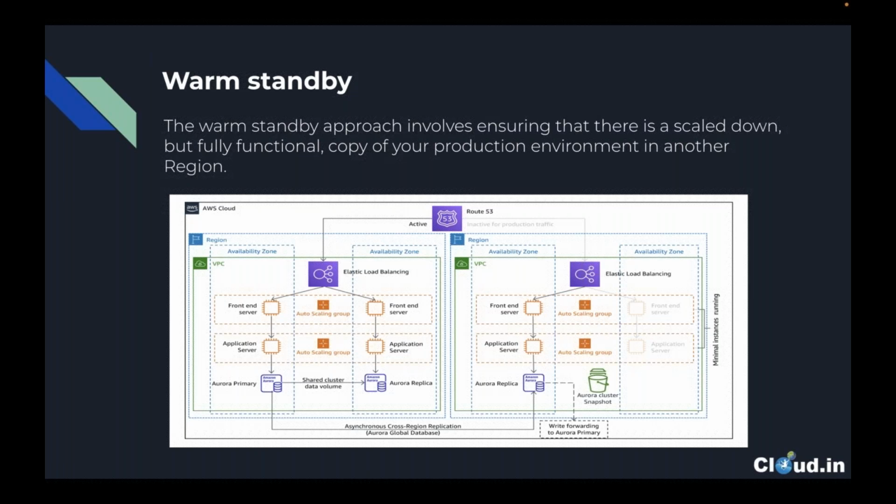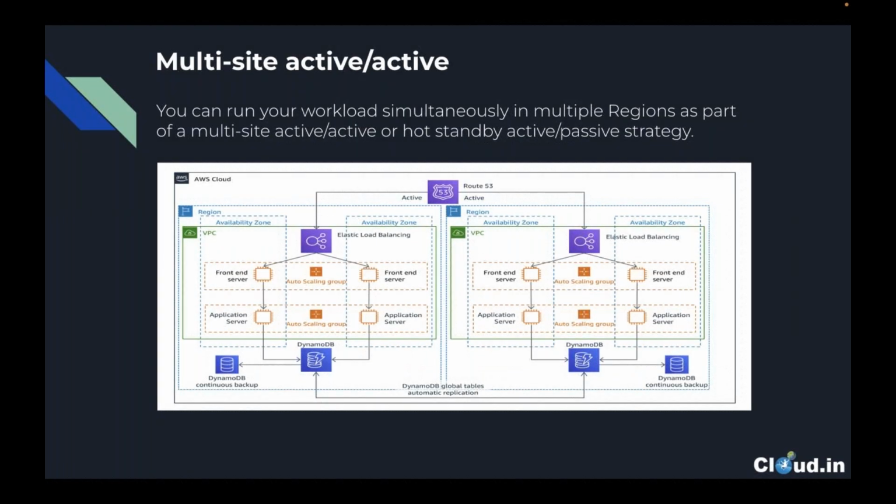AWS infra. So next we have the multi-site or active multi-site DR strategy. In the multi-site strategy, you deploy your infrastructure and applications across multiple AWS regions. So this approach provides you high availability and redundancy and minimizes the impact of a single region failure.